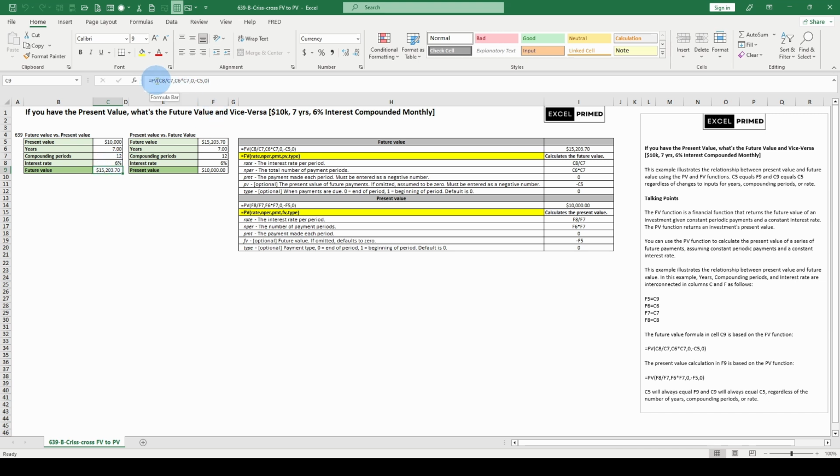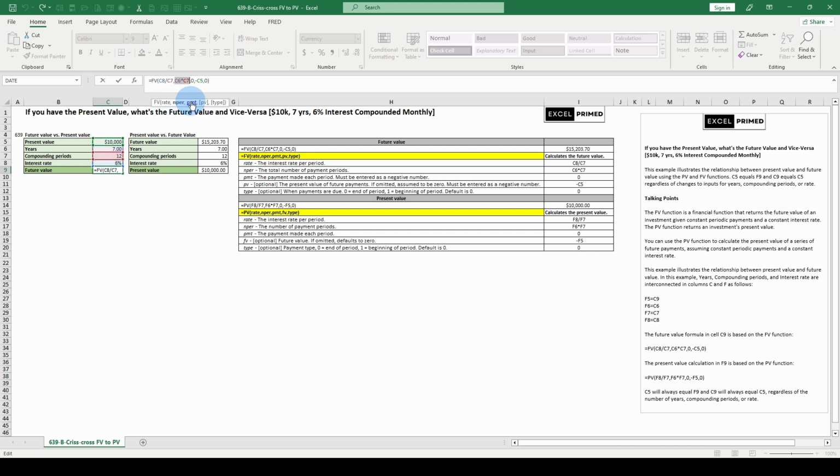We're going to use future value, FV, and then we have this rate. We're going to have to take the rate and divide it by the number of periods, so by the number of compounding periods per year. So we have C8, 6%, divided by C7, compound periods. And we have our number of periods, and we're going to take C6, years, times, again, C7.